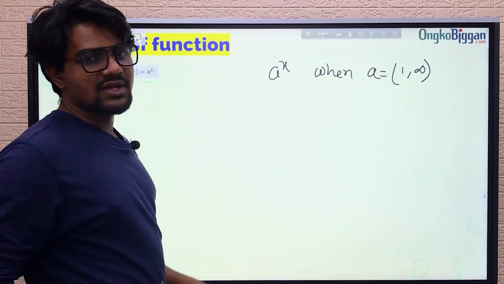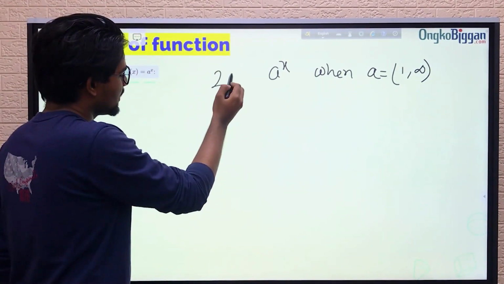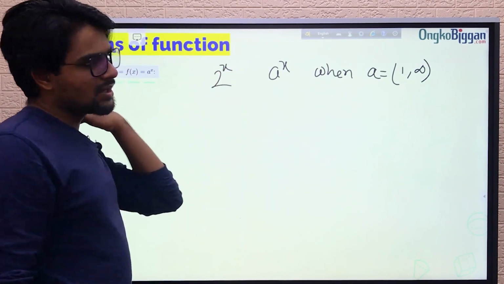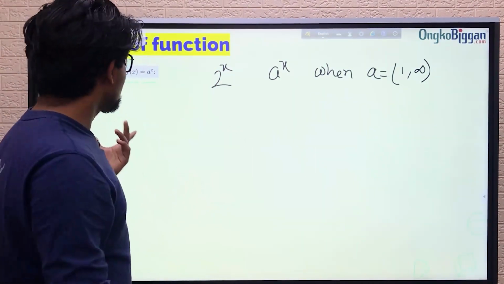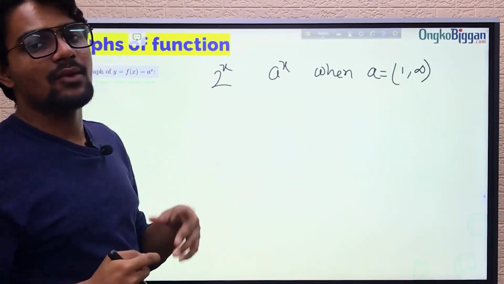So we actually try to take a value. The easiest value we can take is 2. So 2 to the power of x is basically doubling something, increasing something by 100%.